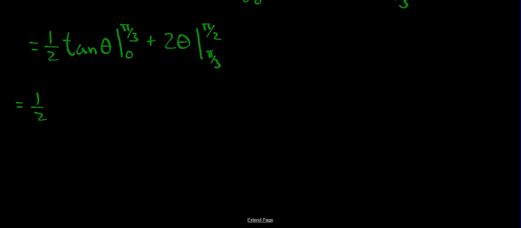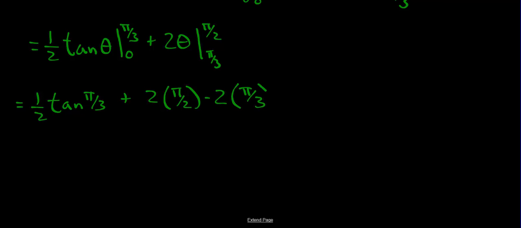So I guess we might as well go ahead and finish this off. We've got 1/2 of tangent of pi over 3 minus 1/2 tangent of 0. Well, tangent of 0 is 0, plus 2 times pi over 2 minus 2 times pi over 3. And there you have it. Now, let's see here. 1/2 tangent of pi over 3 is going to be the square root of 3 over 2, and then we've got pi minus 2 pi over 3.